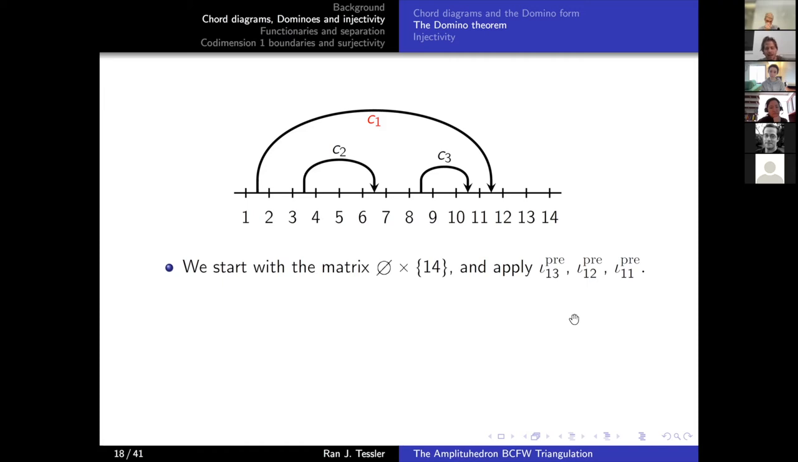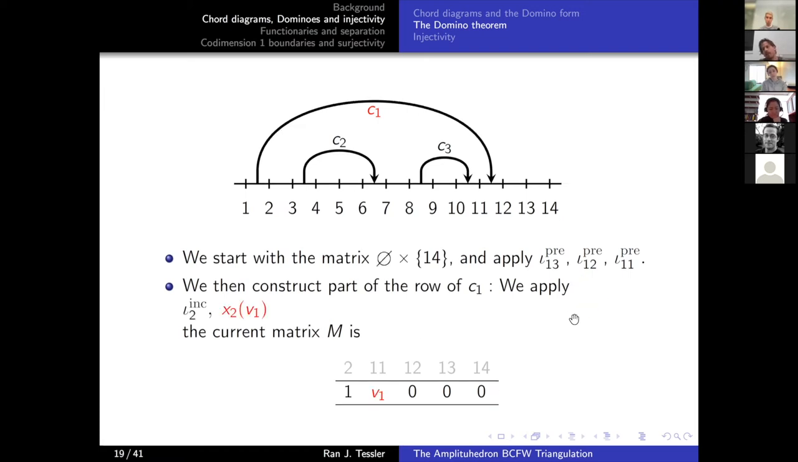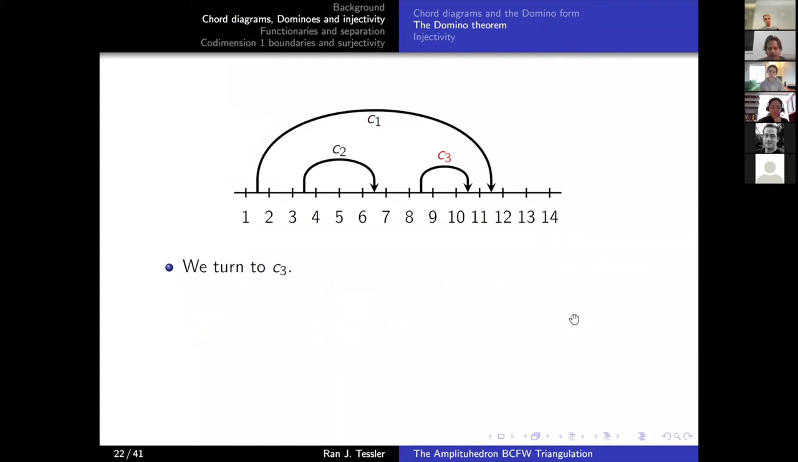We start with an empty set times a singleton at n matrix, and we make some space, we add a few columns. We then construct a part of the row of C1. So first of all, we apply INC2, which gives us this matrix. And then we add a multiple of the second column to its right neighboring column, obtaining this matrix. We then add the product of the 11th column to its neighbor, which gives us this submatrix. And then we add also a product of the first column to its left neighbor column. So everything is cyclic, and we get this matrix.